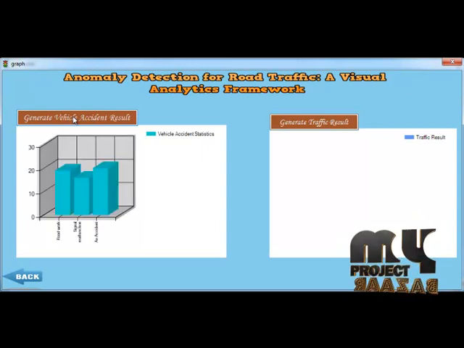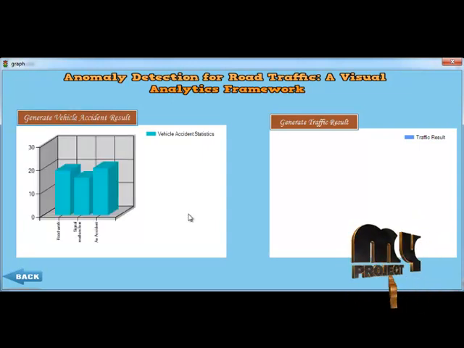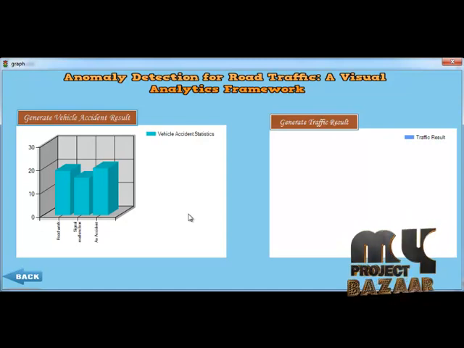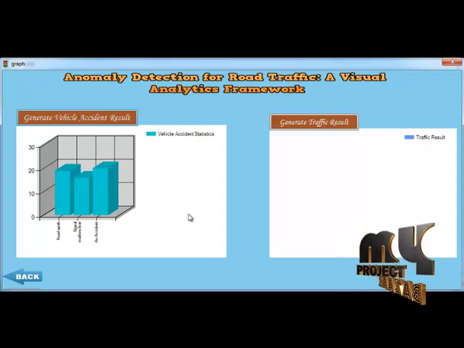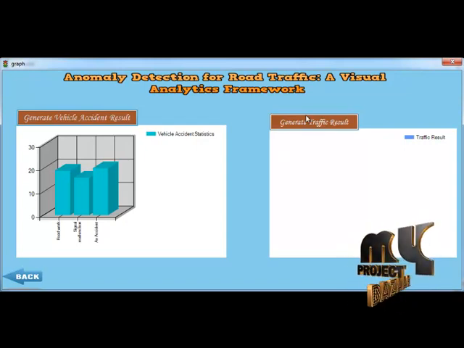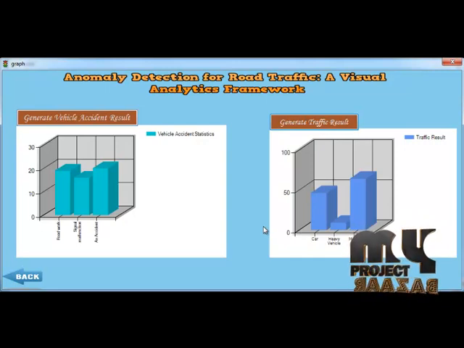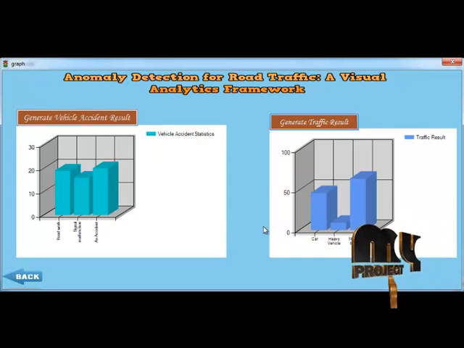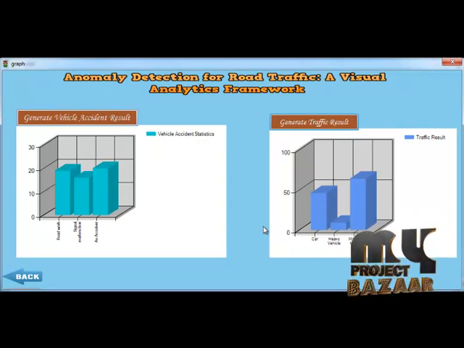The first one is vehicle accident details. This shows which anomalies cause more or lower accident details, and the second one shows which vehicle occurs frequently, with the highest and lowest accident content.